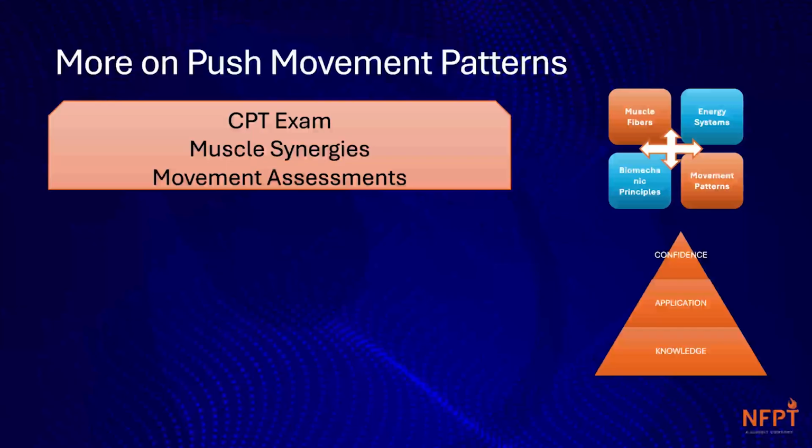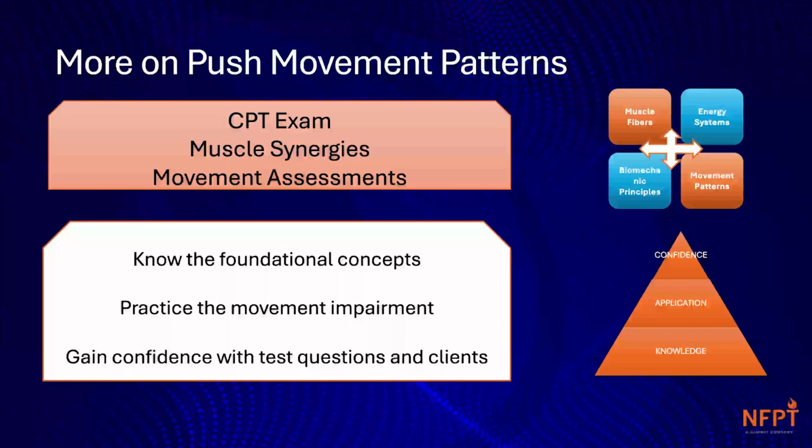So, as part of the NFPT Core 4 learning model, we want you to know those foundational concepts first. Then, what you can do is you can practice this movement impairment. So, go through those different movement impairments that we just talked about and feel where those overactive muscles might be and the underactive muscles, and then ultimately gain confidence with the test questions and with clients. So you can gain confidence with the test questions by going through our exam prep webinar series or taking practice tests and quizzes. And then in working with clients, just be watching every single motion that they do and trying to identify where their movement compensations are.